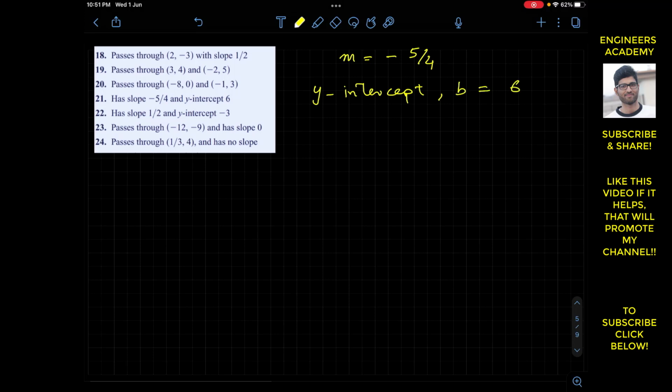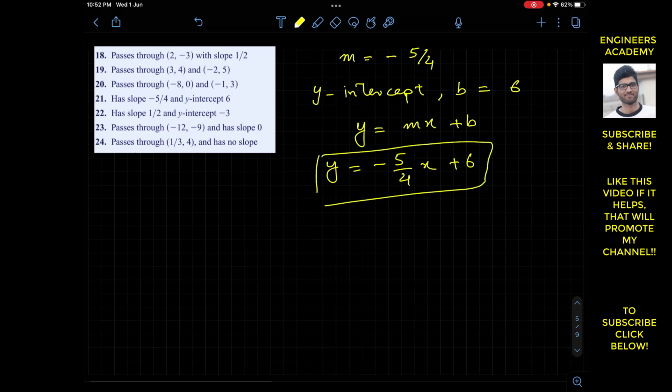Now we are given the slope and the y-intercept, so we can use the slope-intercept equation for the straight line. The slope-intercept equation is y equals mx plus b. So now we can plug the slope value and the intercept value in this equation. This is minus 5 divided by 4, the m value, times x plus 6. So this is the line which has a slope of minus 5 divided by 4 and the y-intercept is 6. So this is the equation of that line.